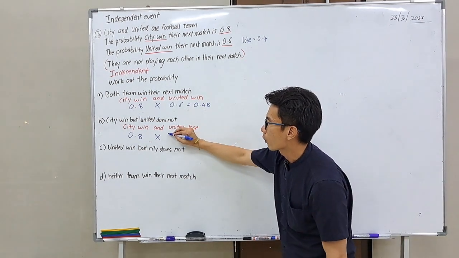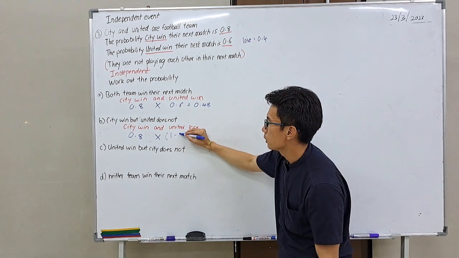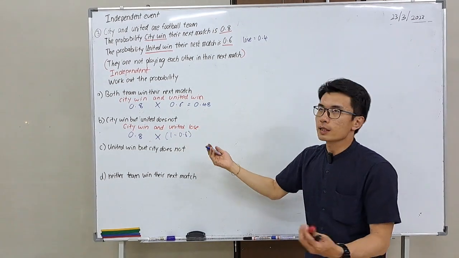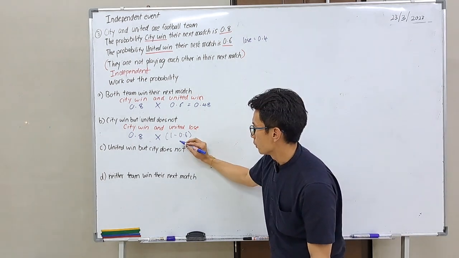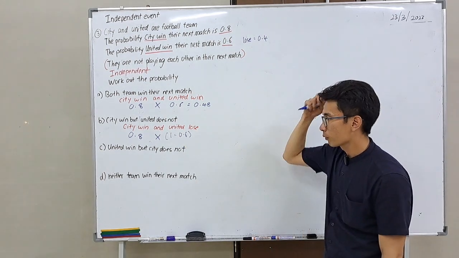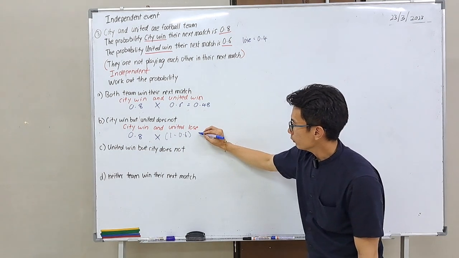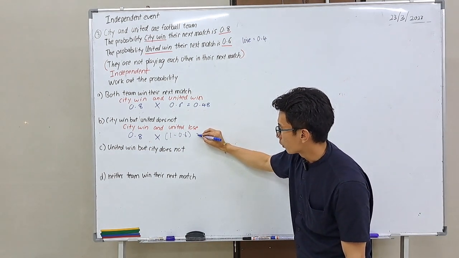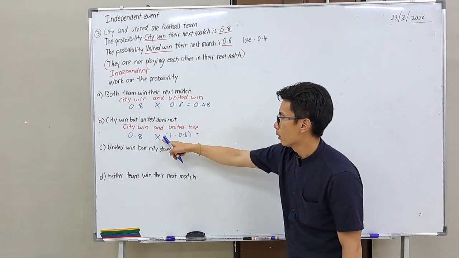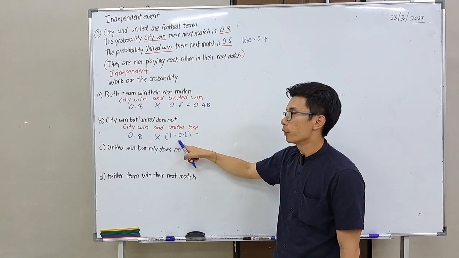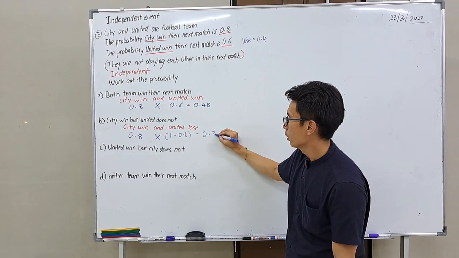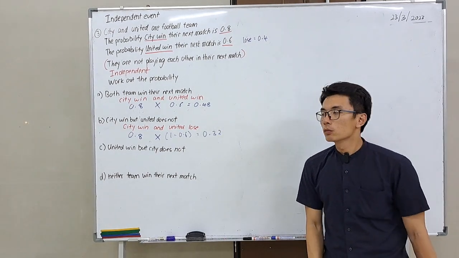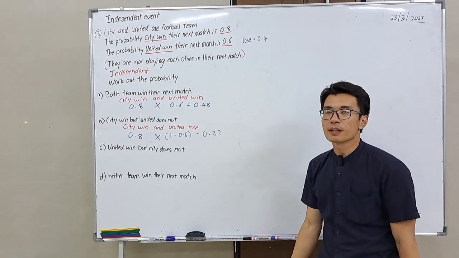Or I can write it as 1 minus 0.6. That's how I find out this information, which is 0.4. So by calculating that, 0.8 multiplied by 0.4, I should get a probability of 0.32. So that's how we do this.